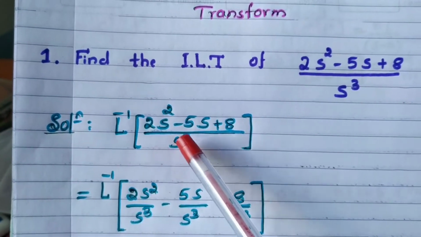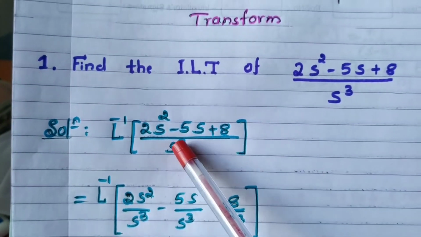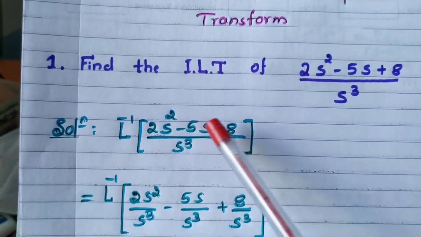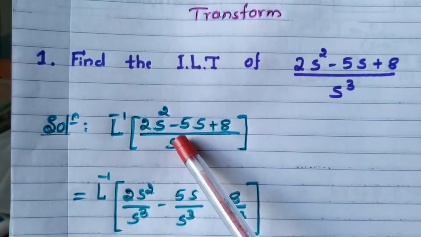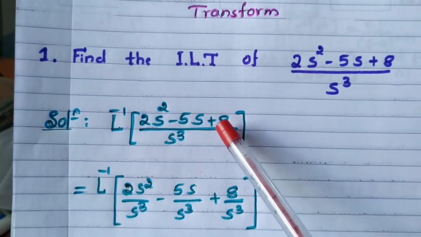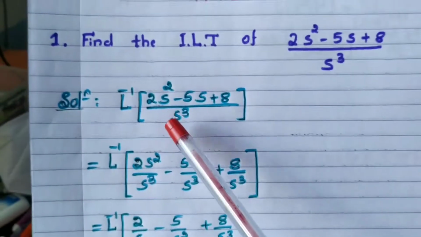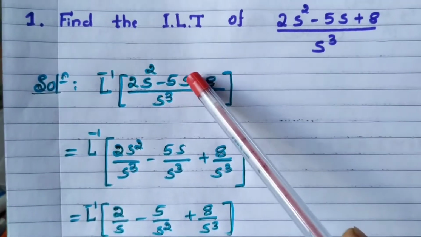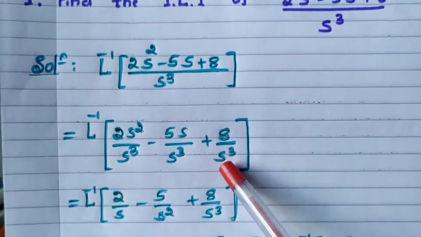This s cube in the denominator is linked with all the terms of the numerator. That means you have to split this s cube across all the numerator terms. That s cube is divided into the first term, s cube is divided into the second term, s cube is divided into the third term.